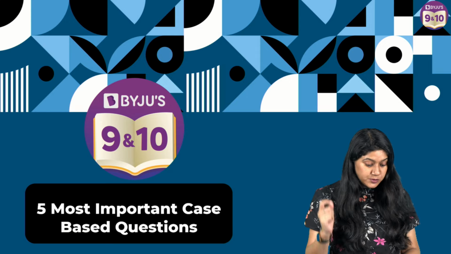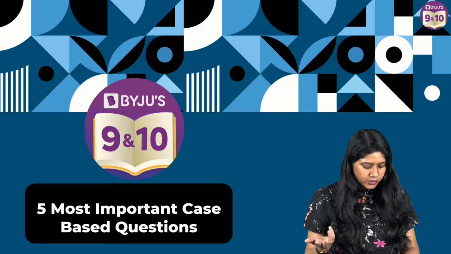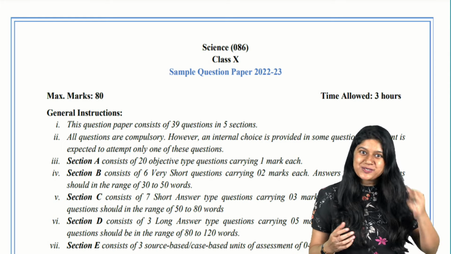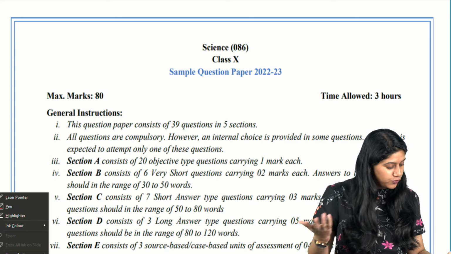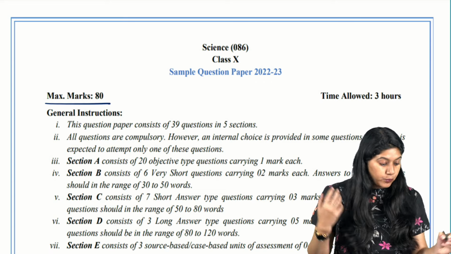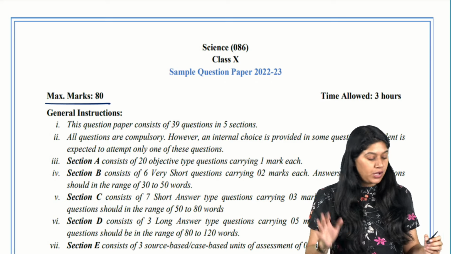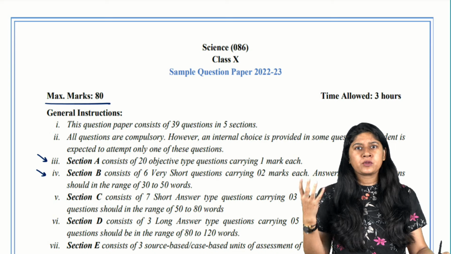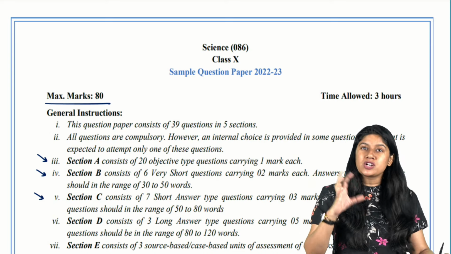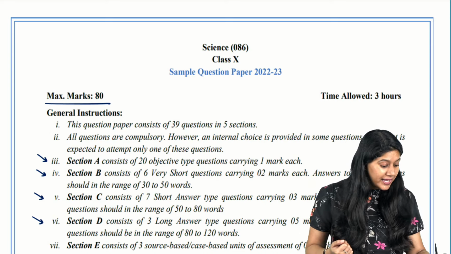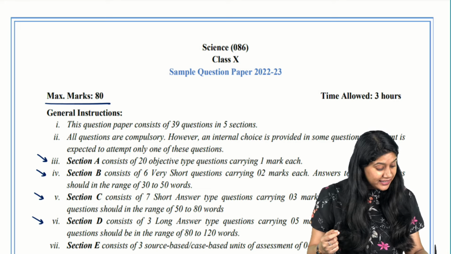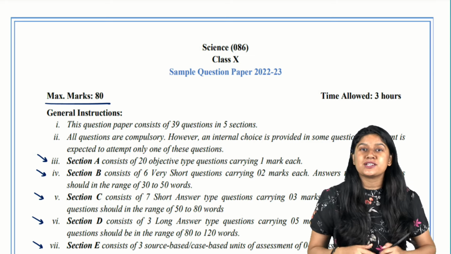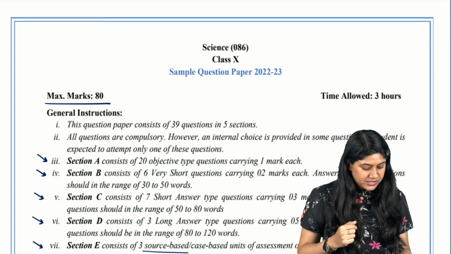We know that case-based study questions were introduced a few years back, and it's a very easy way for us to obtain marks. In the science paper, which is of a total of 80 marks, we have 5 sections. Section A has the objective questions, section B has very short questions, section C has short type questions for 3 marks. Then in section D, we have 5 marks questions. And in section E, we have something very interesting and super important, and that is the case-based study question.